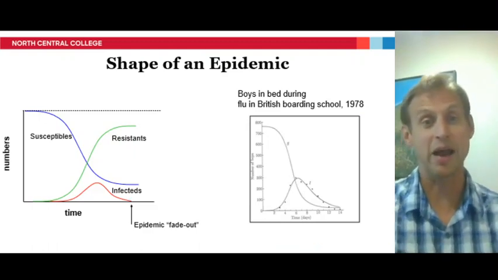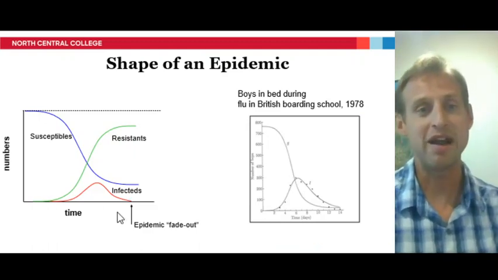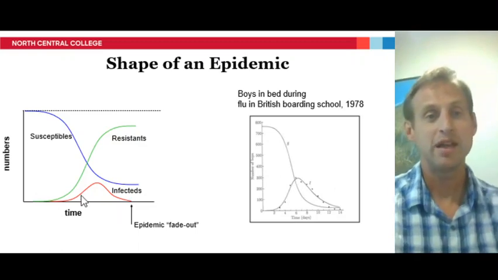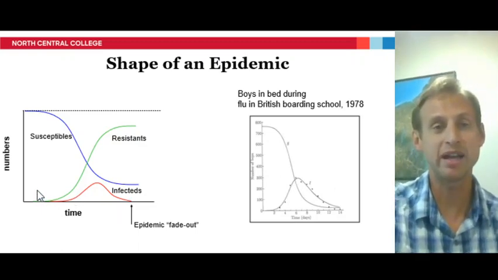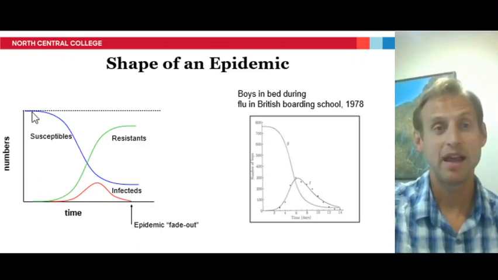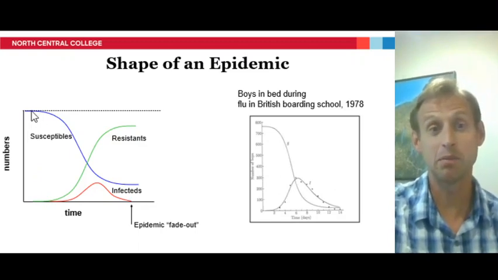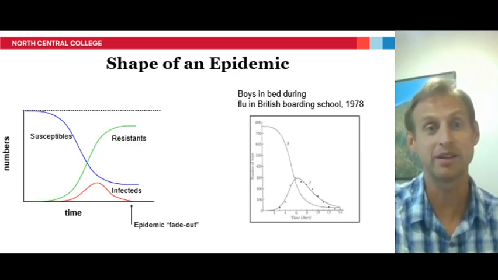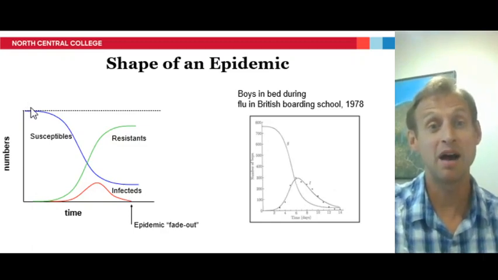Here's what it looks like on a graph. I want you to focus on the graph on the left right here first. This is what those three classes look like over the course of infection. First of all, I'll start with susceptibles. In the beginning of an epidemic, almost always everybody starts off as susceptible. That's certainly probably what happened here in the United States. We were all susceptible to the coronavirus. But as we got infected, that number goes down.